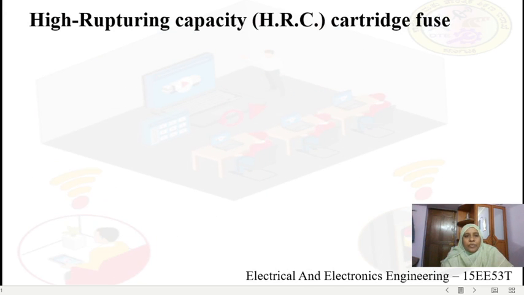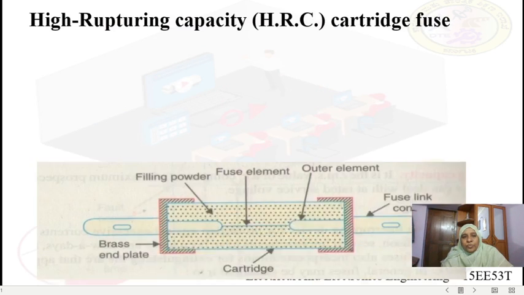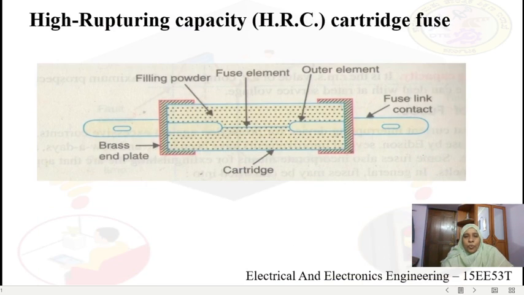Now, let us see the construction and working of the HRC fuse. This sketch shows us the parts of an HRC fuse. Once you look at this sketch, you can see you have an outer cartridge, then you have a center fuse element which is fixed on the outer elements. To these outer elements, a brass end cap is fixed, and in between the cartridge and the fuse element, you have these dots.